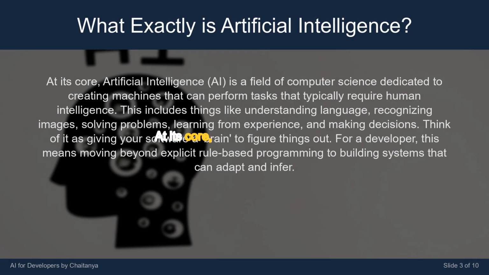At its core, artificial intelligence, AI, is a field of computer science dedicated to creating machines that can perform tasks that typically require human intelligence. This includes things like understanding language, recognizing images, solving problems, learning from experience, and making decisions. Think of it as giving your software a brain to figure things out. For a developer, this means moving beyond explicit rule-based programming to building systems that can adapt and infer.